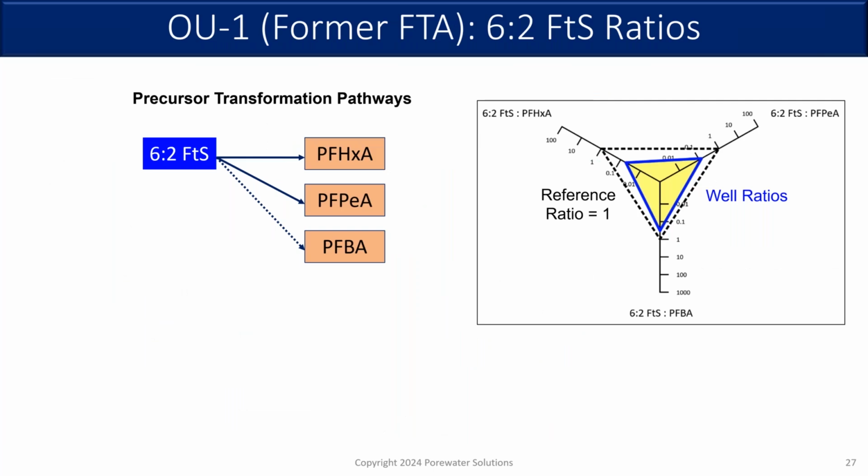And another thing we looked at was ratios. So we've talked about plotting concentration so far. There has been some work looking at when you plot ratios of chemicals. So one thing we looked at, this is now the former fire training area, zooming in on that map we saw. And this is the OU1 area. One thing we looked at was ratios of 6:2 FTS, that's the precursor, the parent species, for these three daughter products, PFHxA, PFPeA, and PFBA.